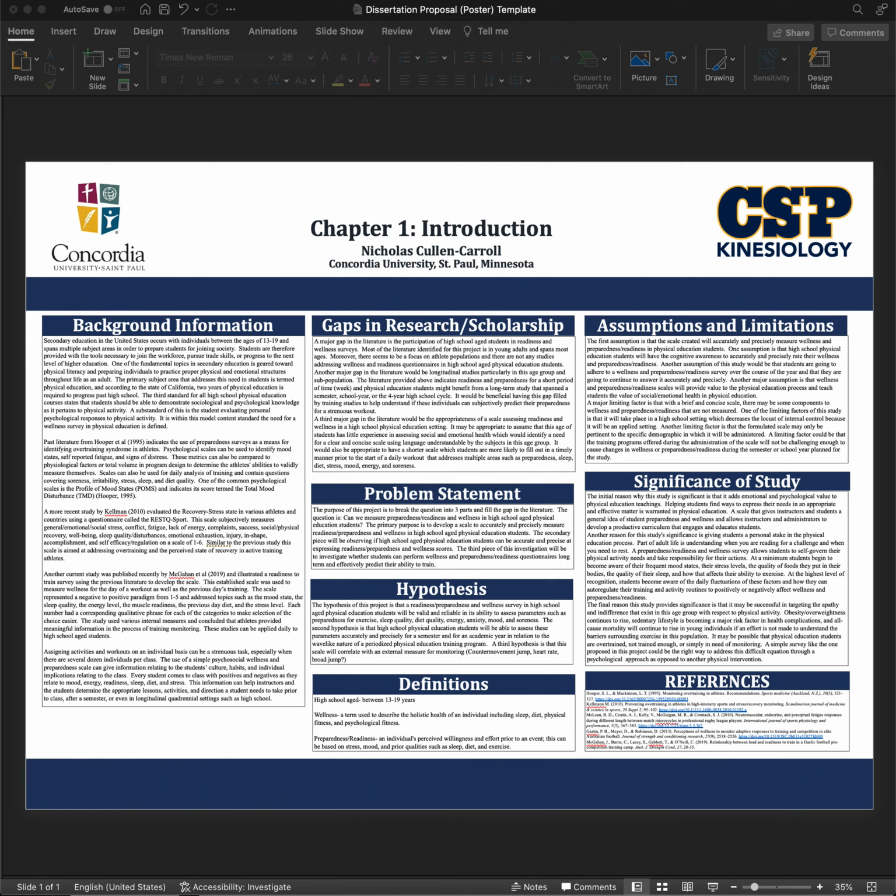So the first study that I visited in the background was a study by Hooper et al. that just looked at preparedness surveys as they pertain to overtraining in athletes. And Hooper identified a couple different scales. Mainly he focused on the profile of mood state, or the POMS as we know it, and it gave you a total mood disturbance score.